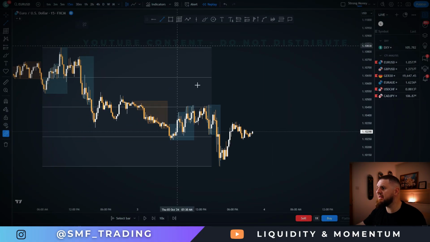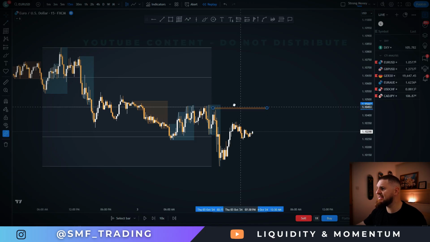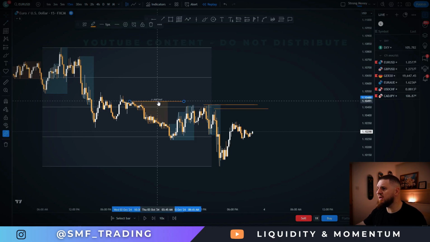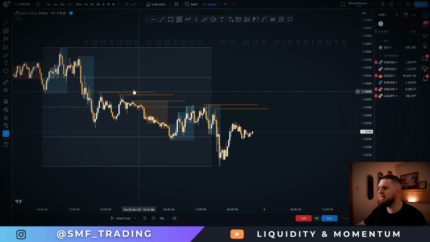And on the 15-minute time frame, you're just going to draw out any significant highs that you can see. Just draw lines above them like this and then drag them out to the left. Okay, these are your liquidity points.